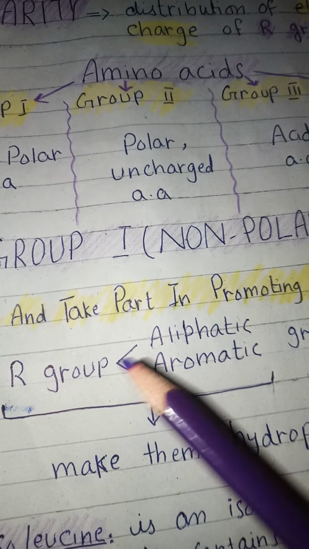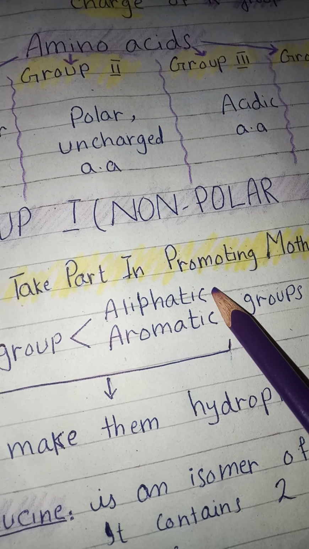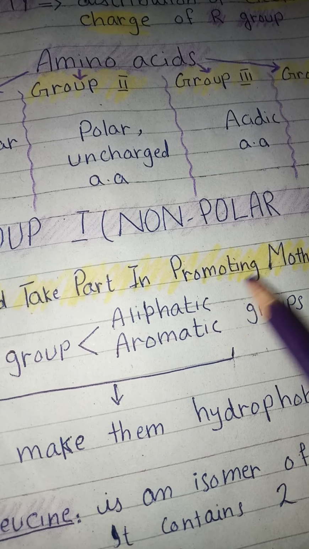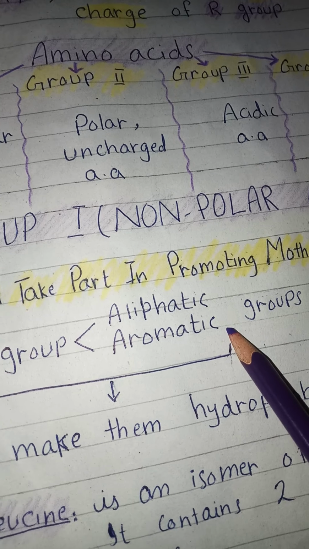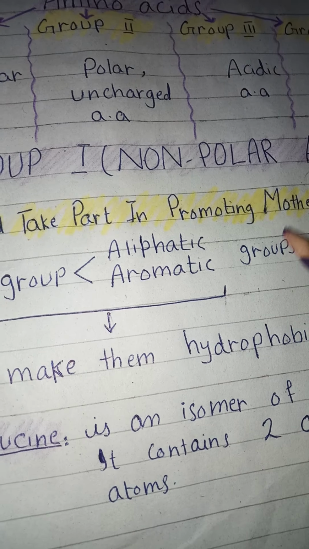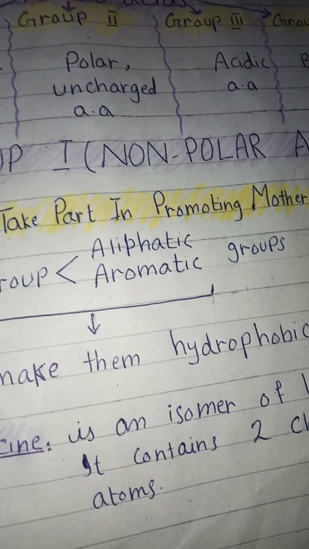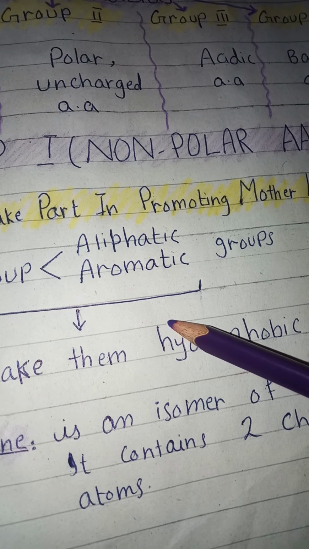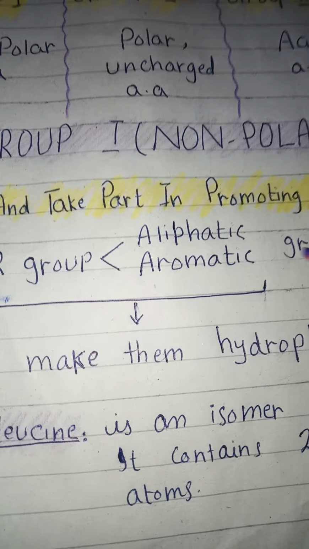And the R group in these amino acids can be aliphatic or aromatic. Now what is aliphatic? Aliphatic means their R group is a straight chain, and aromatic means their R group is a cyclic or ringed structure. This R group makes them hydrophobic. Hydrophobic means water fearing. When a protein forms a globular structure, these non-polar amino acids are buried inside and surrounded by the hydrophilic, water-loving amino acids.